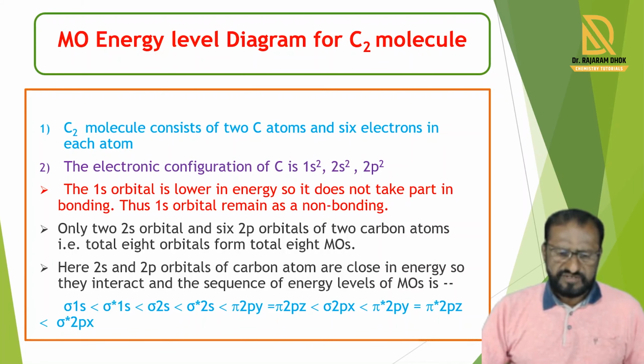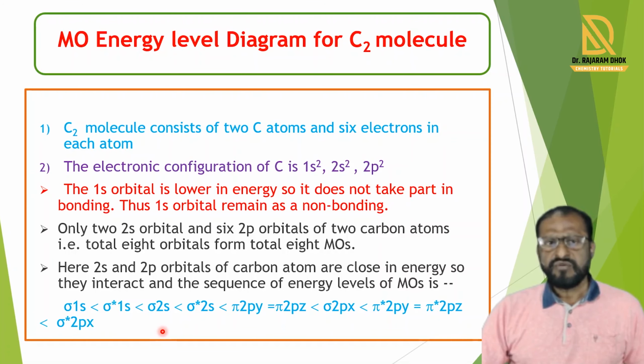So the interaction is possible, and because of that the energy sequence in this C2 molecule is given by the sequence: sigma 1s, sigma star 1s, sigma 2s, sigma star 2s, pi 2py, pi 2pz, sigma 2px, pi star 2py, pi star 2pz and sigma star 2px. So this is the energy sequence in this C2 molecule.